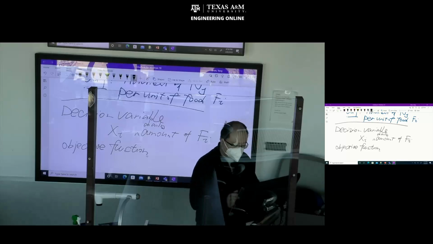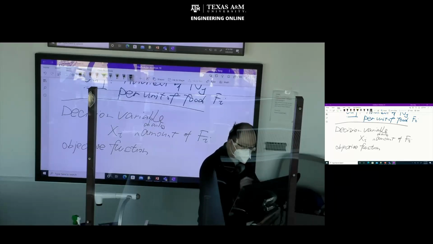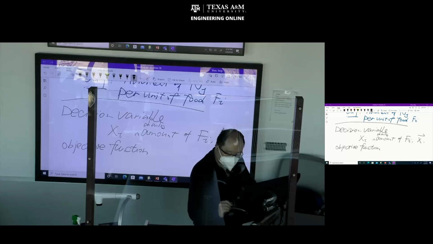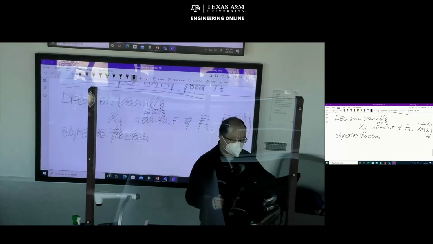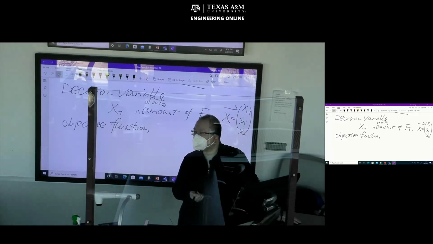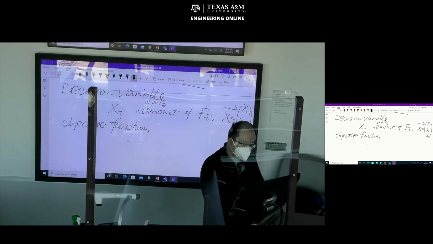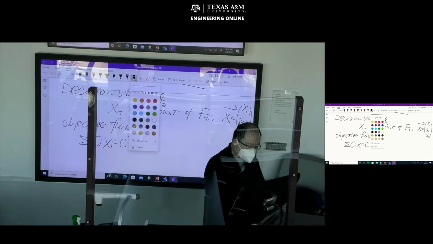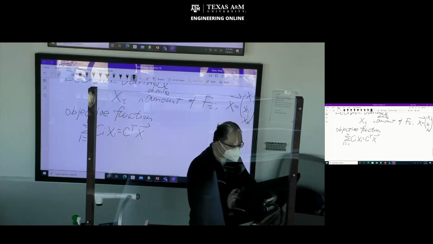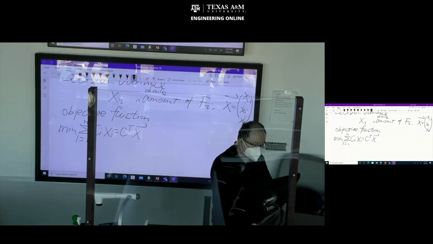And we can rewrite X as a vector, which is X1, Xi, Xn, because there are n foods, right? So what's our objective function? Right, so C transpose X, in other words, the sum of Ci Xi, i goes from 1 to n, right? And we are trying to minimize the cost.